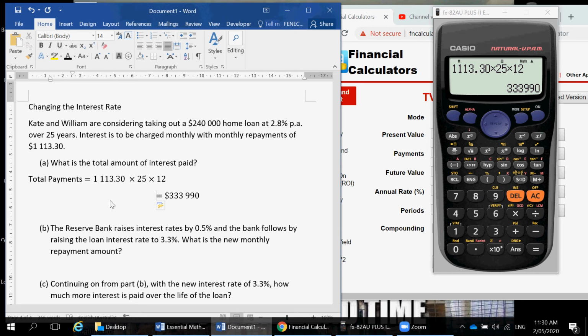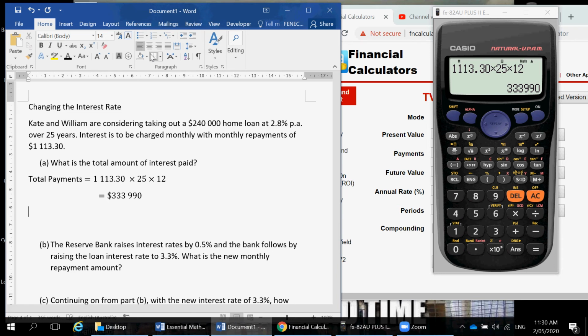All right, so tab. Doesn't want to work. That's really annoying. All right, so that's how much they're going to pay over the life of the loan. But they only borrowed $240,000.